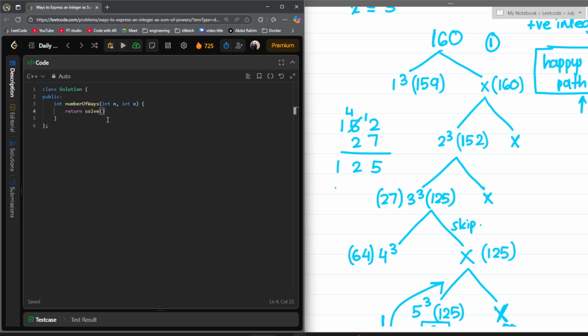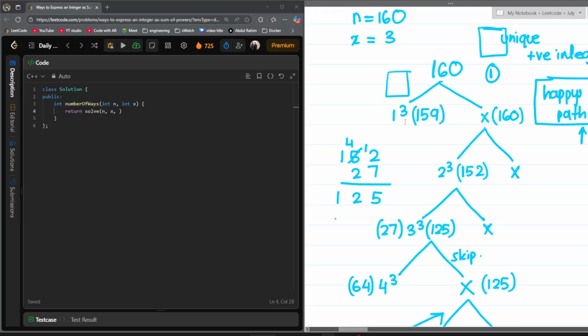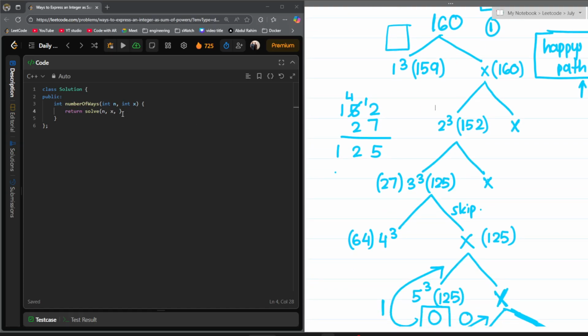So I need to pass to that function, first of all, the value of the number that I'm trying to make, and I also need to send the power x. And what else do I need to send? I need to send what my starting number is. My starting number is obviously 1, right? And in the subsequent recursive calls that I'm going to make, I'm going to increase this particular number from 1, then 2, then 3, and so on and so forth.